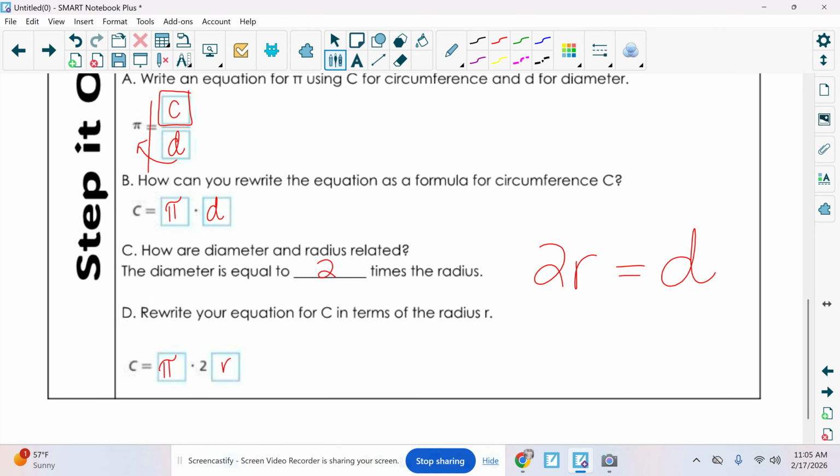If my diameter is 12, then my radius is 6. That's part of your homework.